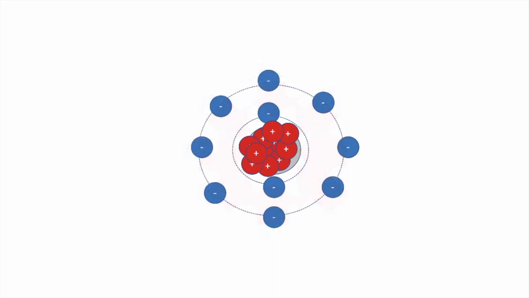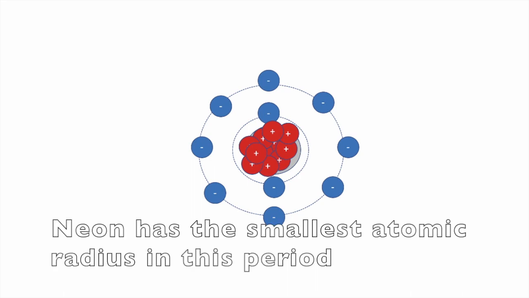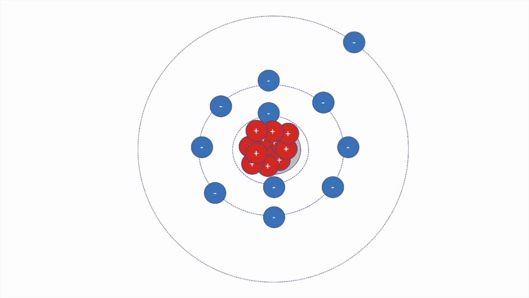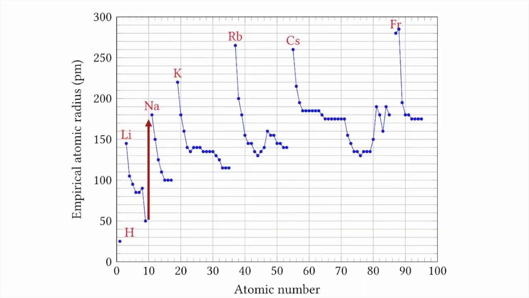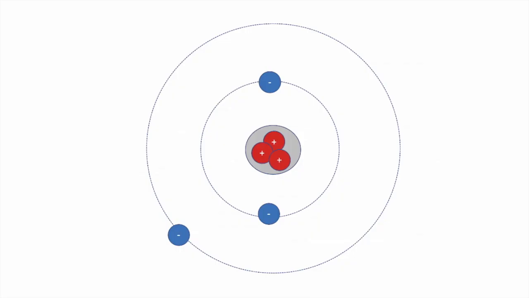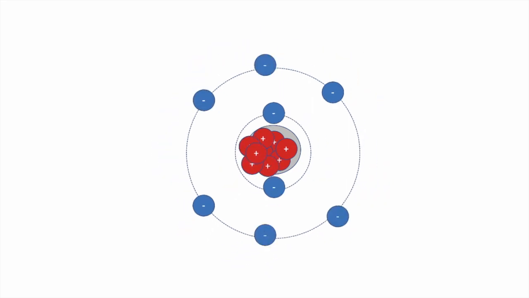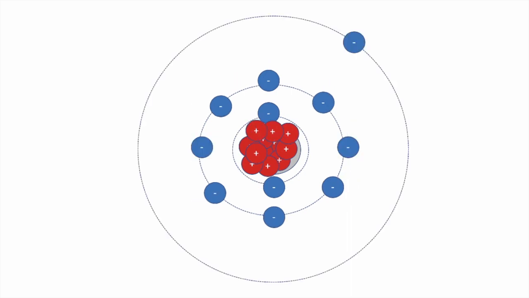Finally, when we get to neon, the outer shell is full, and neon has the smallest atomic radius in this period. When we add another proton to make sodium, since the shell is full, we need to add another energy level for a new electron. And this makes the atomic radius larger, and this explains the blip we see on our graph. Let's look across period 2 without all the arrows. See that the atomic radius gets smaller and smaller and smaller as the effective nuclear charge increases.